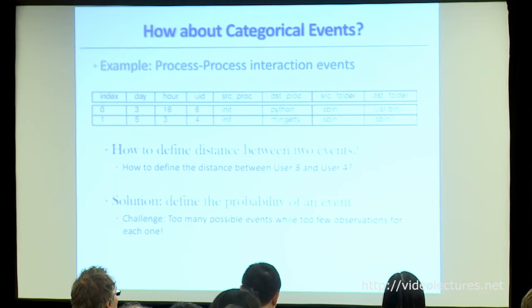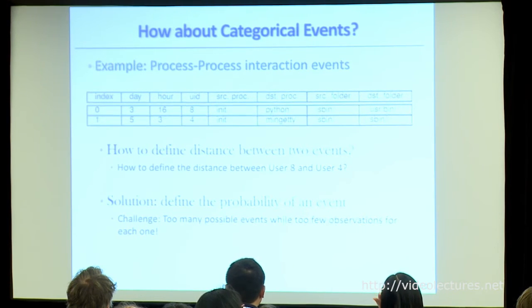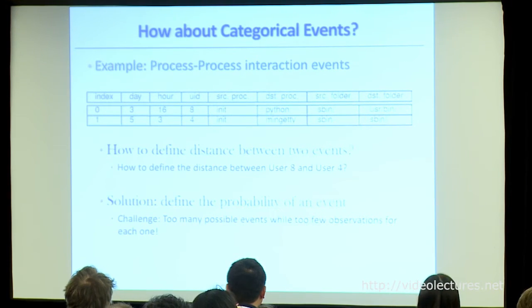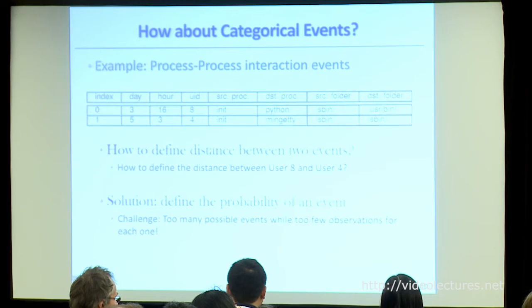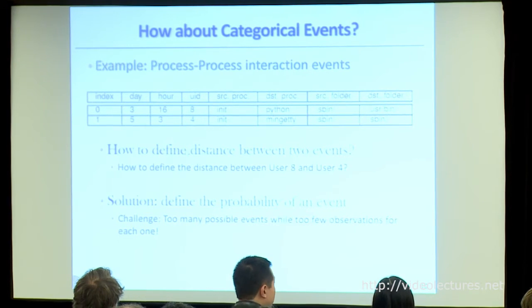Now here we have observed this sort of process-process interaction events, and if we still want to determine which event is an anomaly, and we still want to use a clustering-based algorithm to do the detection, we face a huge problem. Because in order to do the clustering, of course you need to define the distance between two events, right? But in order to define the distance, you need to define the distance between the two attribute values that we have observed in the two events. For example, what's the distance between user 8 and user 4? Okay, it's kind of an impossible task for us to do that.